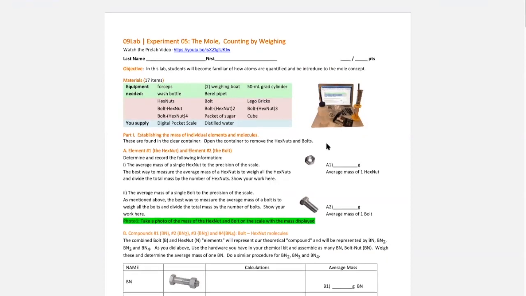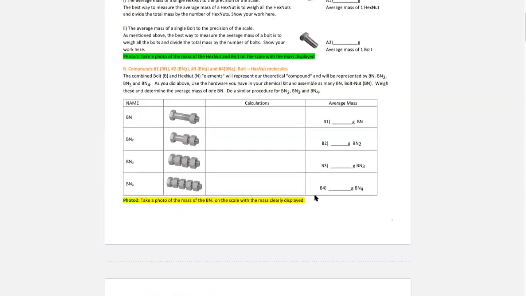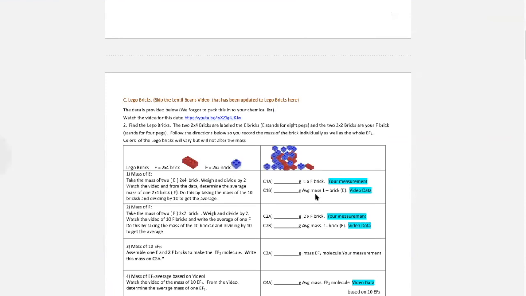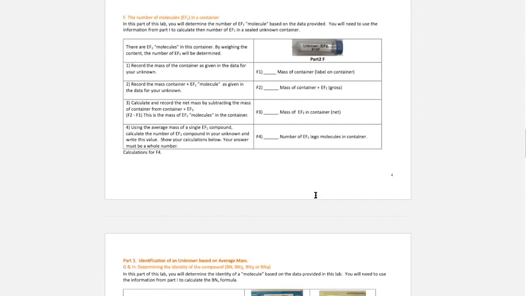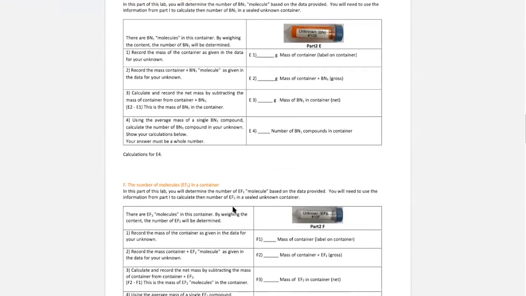Still have the same beginning portion where you will need some nuts and bolts, but instead of lentil beans in this particular section, you see some Lego pieces. That's what's changed. Then the unknowns are approached the same way, except for this last part, where it says the number of molecules, EF2. EF2 stands for the Lego bricks I label E and the Lego bricks I label F. It has to do with the number of pegs.